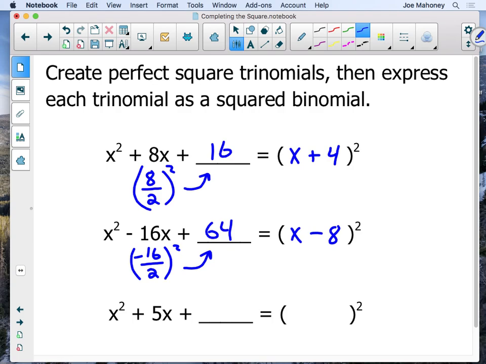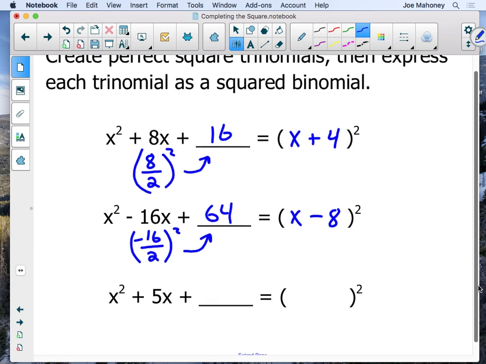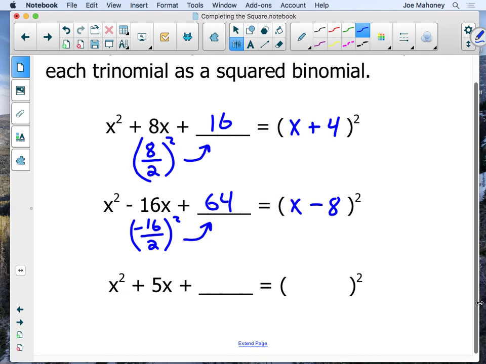Check out this last one. I'm going to do it the same exact way, though. I'm going to take my 5 and divide it by 2 and square it. This is where you don't really want a decimal, though. You want a fraction. So if I square 5, I get 25. If I square 2, I get 4. Okay, so that gives me 25 over 4.